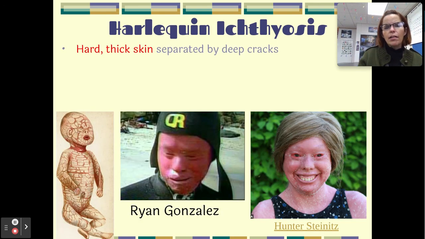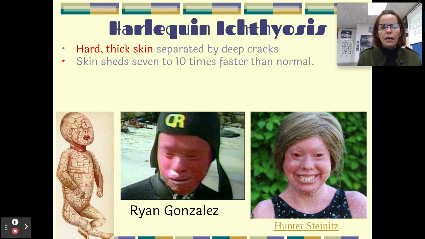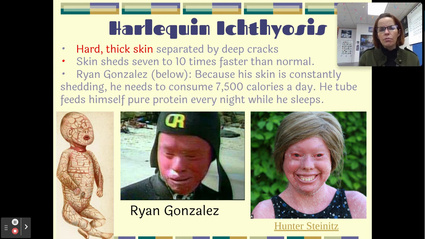All right, next is harlequin ichthyosis. This causes extremely hard, thick skin. Look at the diagram of the baby. I'm not going to show you the photos of the baby because it's quite disturbing. It's so sad. So their skin is super, super thick. So if the baby moves at all, the skin cracks. It's really hard and dry. The skin sheds 7 to 10 times faster than normal. So they're building up skin cells 7 to 10 times faster than normal.